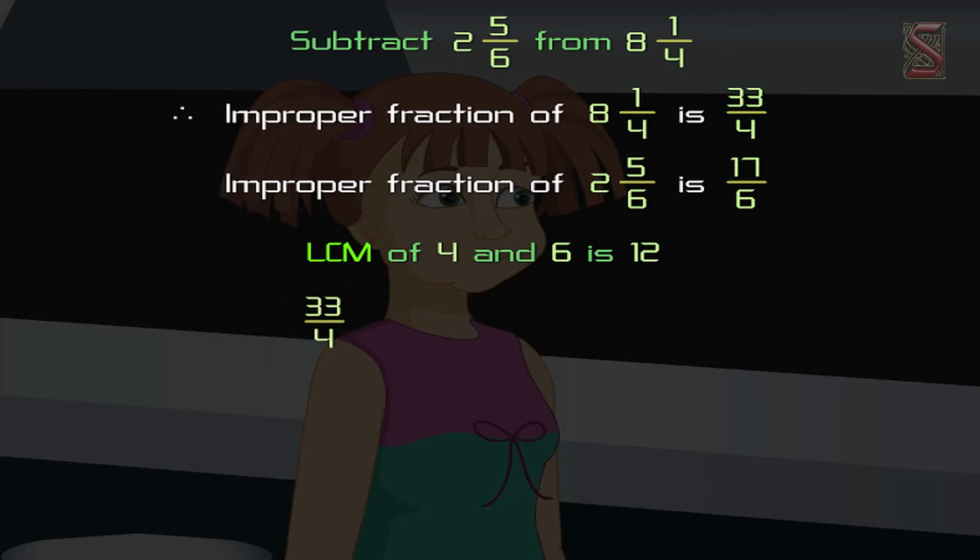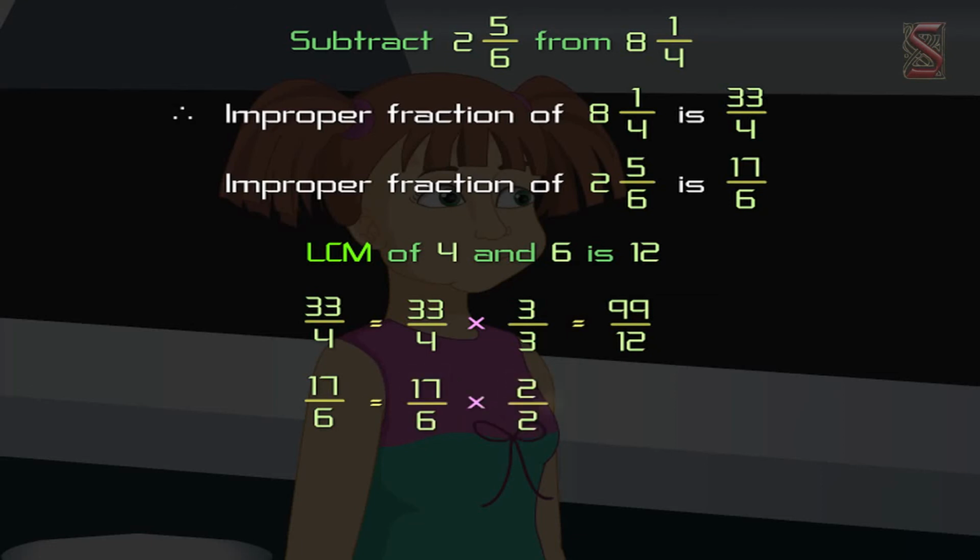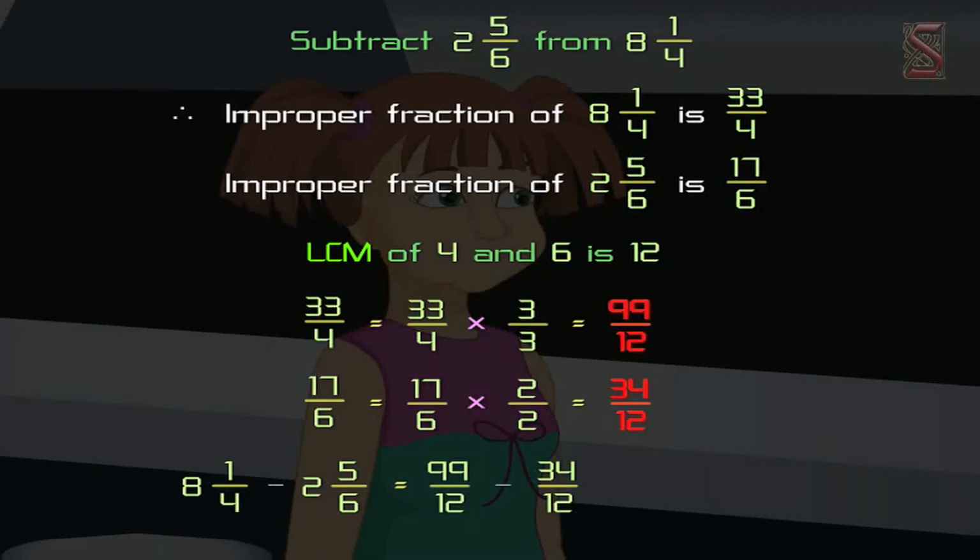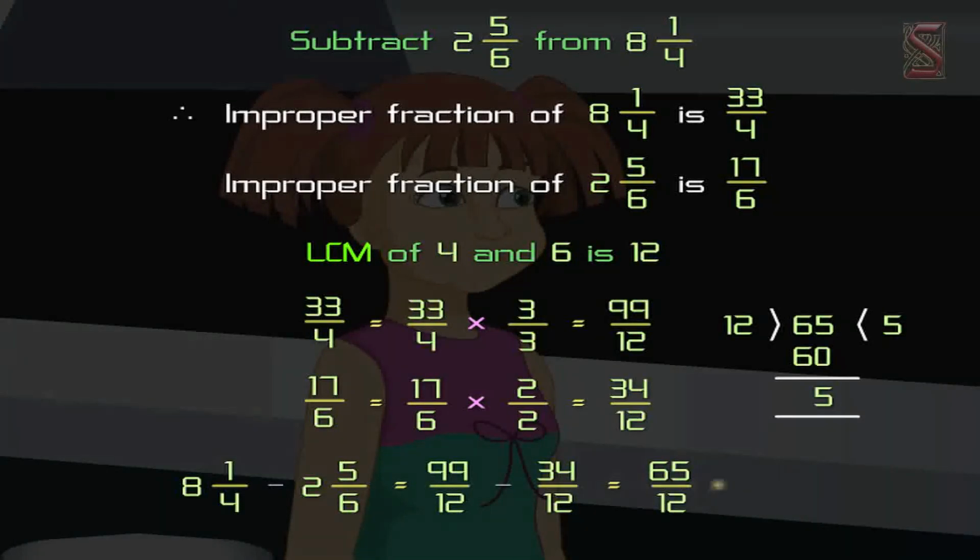Equivalent fraction of 33 by 4 having denominator 12 is 99 by 12. And equivalent fraction of 17 by 6 having denominator 12 is 34 by 12. Now, subtracting 2 5 by 6 from 8 1 by 4 is the same as subtracting 34 by 12 from 99 by 12. The difference of these two fractions is 65 by 12. Again, converting this improper fraction into a mixed number, we get 5 5 by 12.